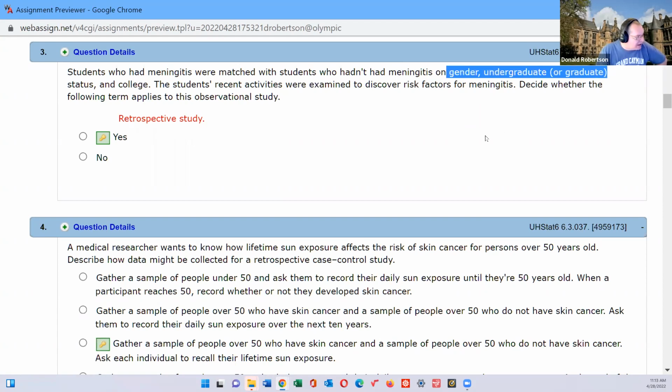Maybe males get meningitis more than females. Maybe people who are at college or undergraduates do it differently. But that is a retrospective study, right? They've already caught meningitis, and now they're going to try and figure out what are the common features that people who do have meningitis have compared to those who don't. And so I have no idea if there's any connection.